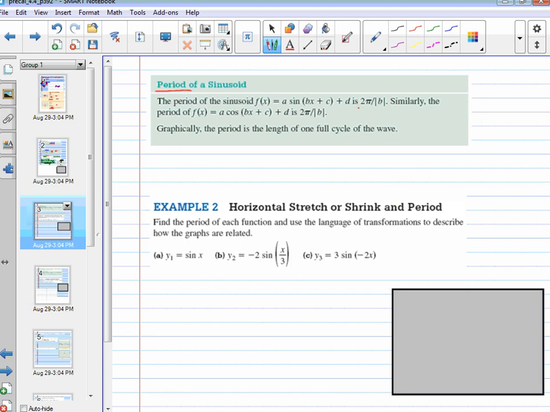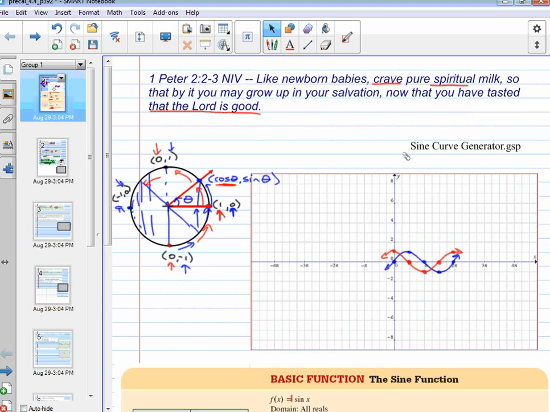So let's go to that repeating stuff, the period of a sinusoid. The period of a sinusoid is found by this formula. You want to memorize that formula: 2 pi divided by the absolute value of b. Now remember what the b does in the language of transformations? When I'm multiplying a number by the x, that's a horizontal stretch or shrink. And the period is defined by how long it takes to go through one complete cycle. If I go back to the original, from this location to that location is one period of that sine graph. It has gone through one complete cycle.